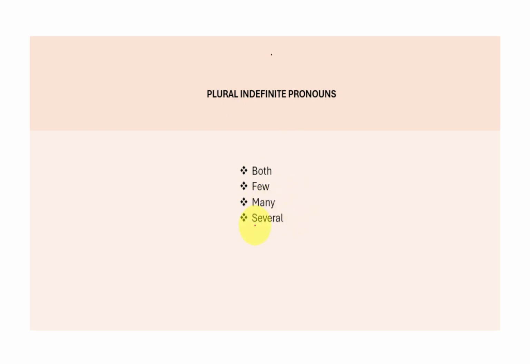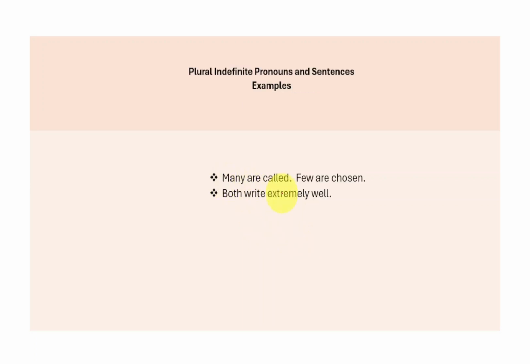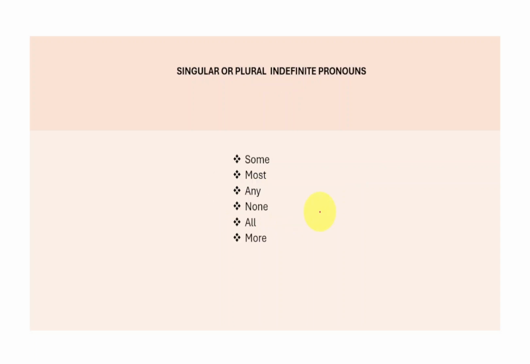Both, few, many, several. Both, few, many, several, okay? Now, many are called, this one is in the past. A few are chosen. So, like chosen one, in case you don't get it. Both write extremely well. Okay, so here is the plural form. That's why we put are instead of is. So many are called. A few are chosen. Both write extremely well.